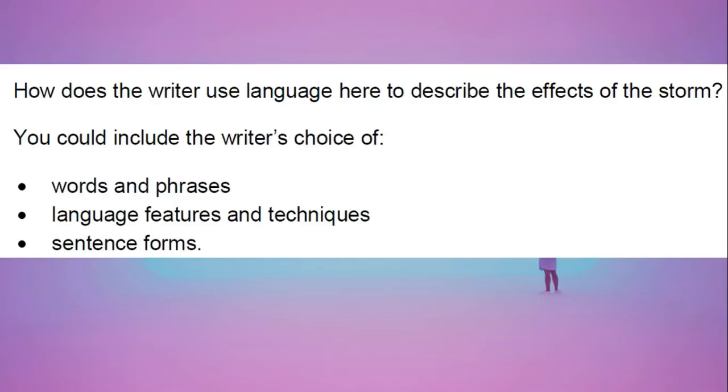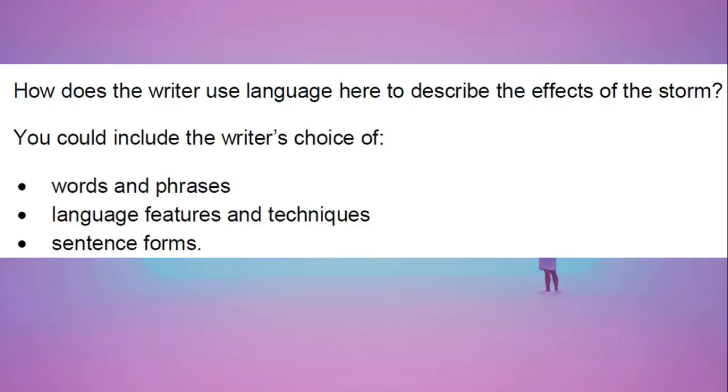Okay, and like I said, the question we're looking at, and this is from the exam paper that I've put onto the video: how does the writer use language here to describe the effects of the storm? You could include the writer's choice of words and phrases, language features and techniques, sentence forms. So it does say could, but that means you should really, so you should use these. I tell my students that words and phrases, language features and techniques will be enough to get you a really high mark. If you're really confident on sentence form, by all means use it.